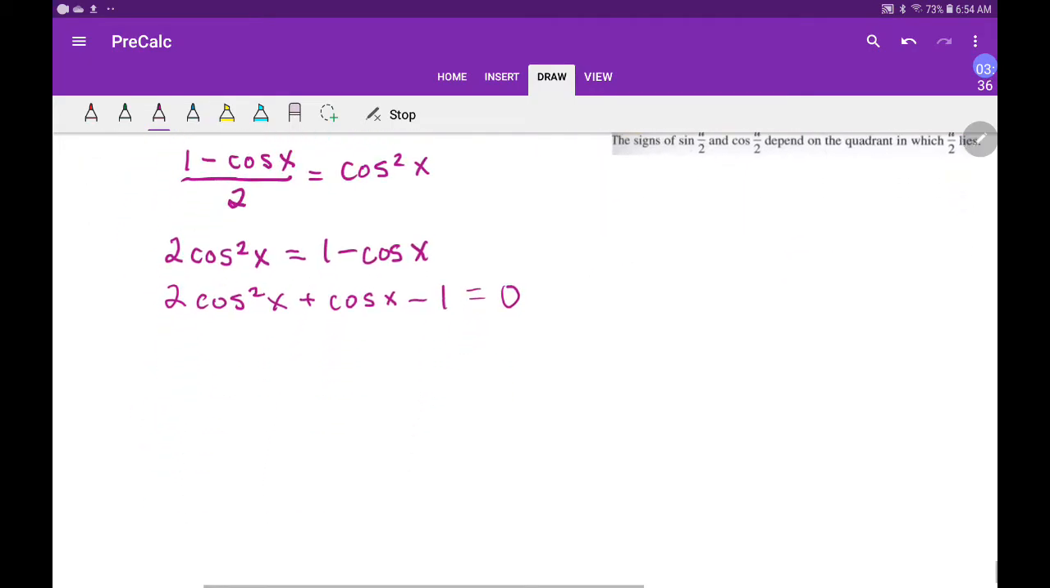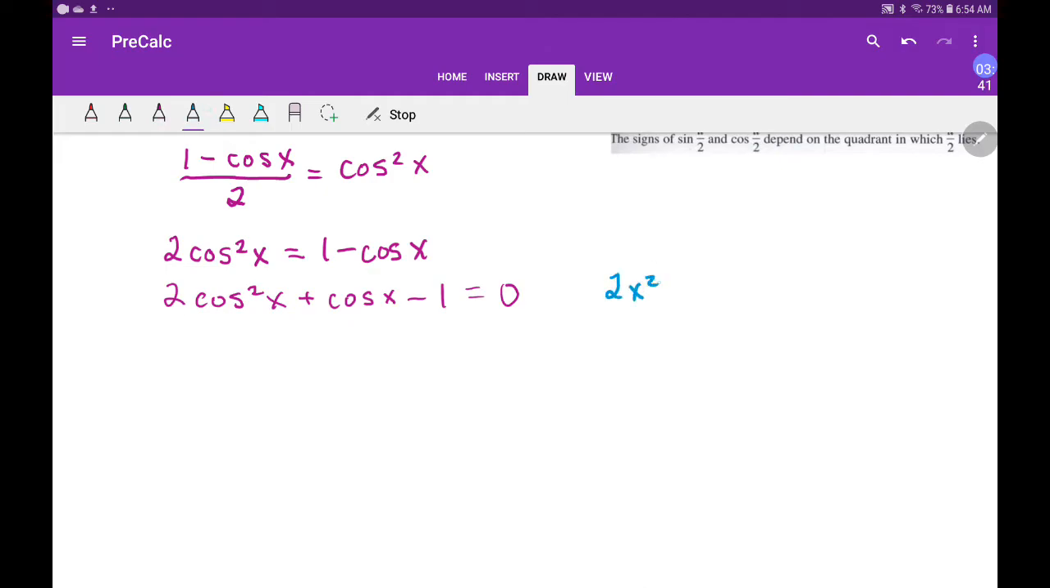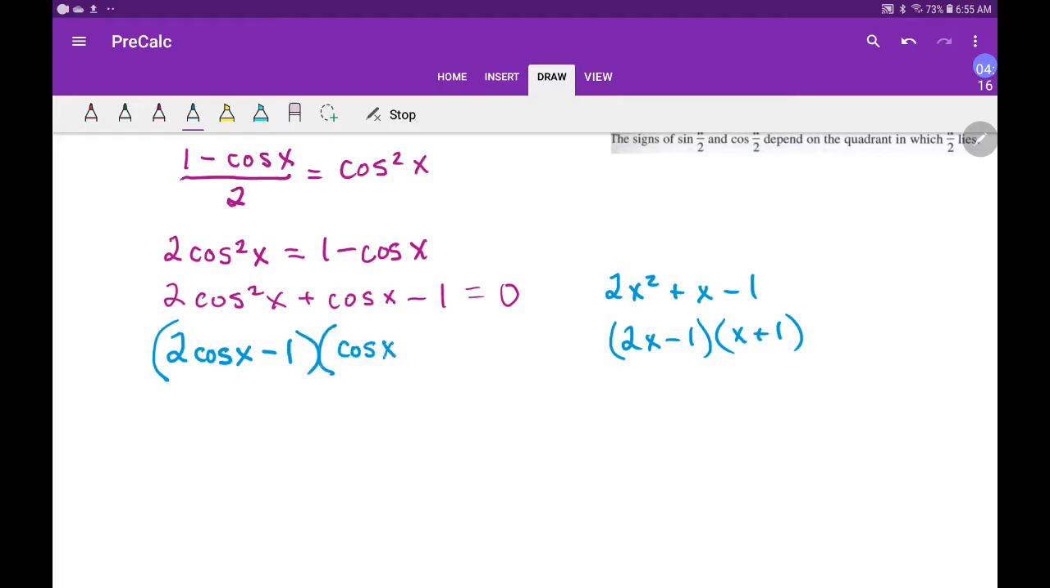And now I'm just going to factor this like a normal quadratic, kind of like if I were saying 2x squared plus x minus 1. What would that look like? Well, let's see, I'd say 2x, I guess I'd say minus 1. Better put the minus first, right? Because I want the 2 to go with the positive. And then I'll say x plus 1. And that works out just fine. Okay? So I'm thinking about that over here. I say 2 cosine x minus 1 times cosine x plus 1.